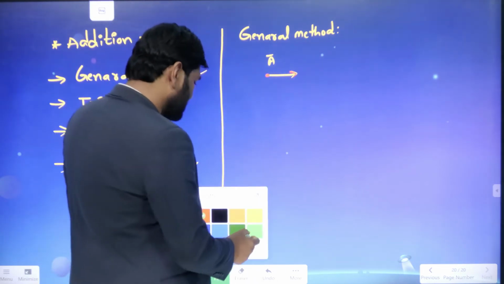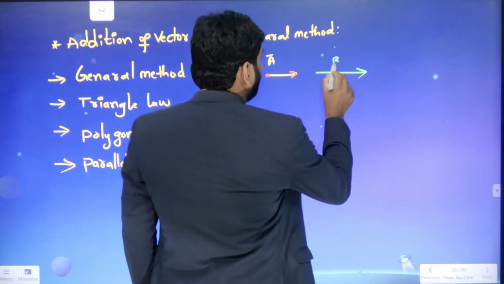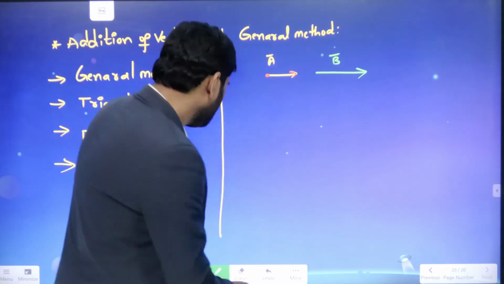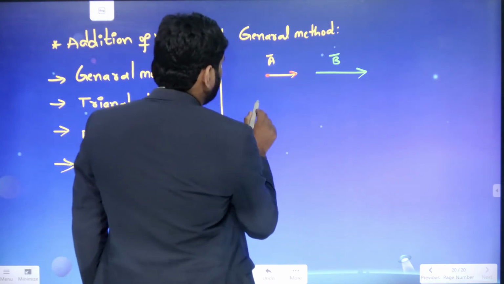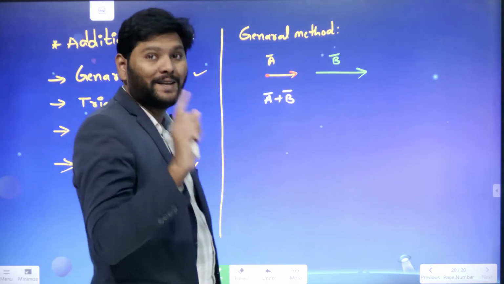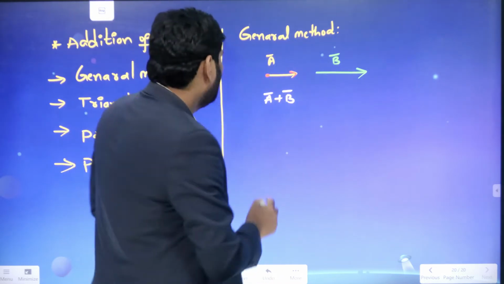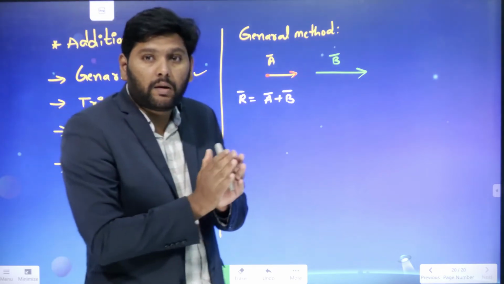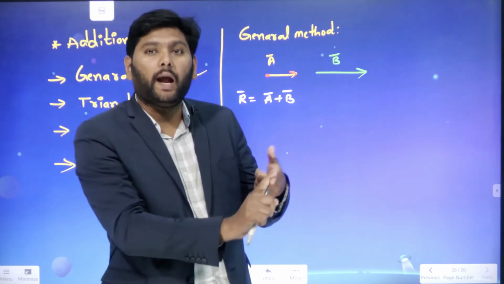And let me take one more vector. This vector is B. Now you must add these two vectors. If you add these two vectors, I will show it with an equation: A bar plus B bar gives the vector addition. That becomes some vector, which you can treat as R bar. So R bar is the resultant vector of A bar and B bar when you add the two.